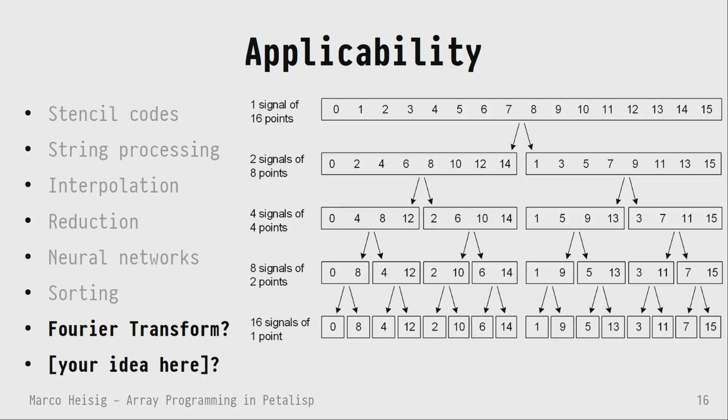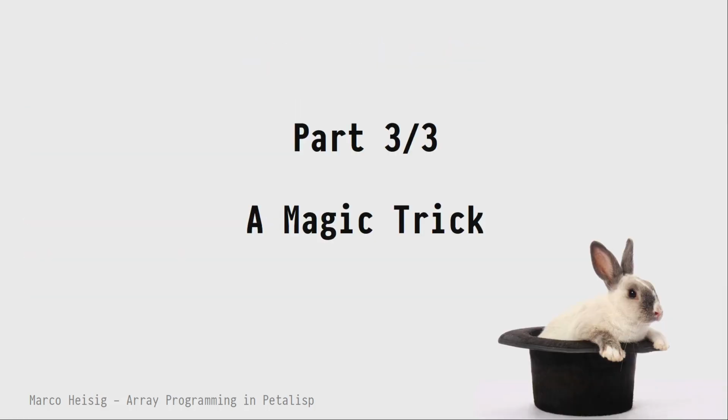But I have a suspicion that I can implement Fourier transformations, because if you look at this, this is all very regular, taking every second element and so forth. So this is definitely doable. And maybe you also have some ideas of the things I could still program. Okay, so much for the application side. And now comes a magic trick.